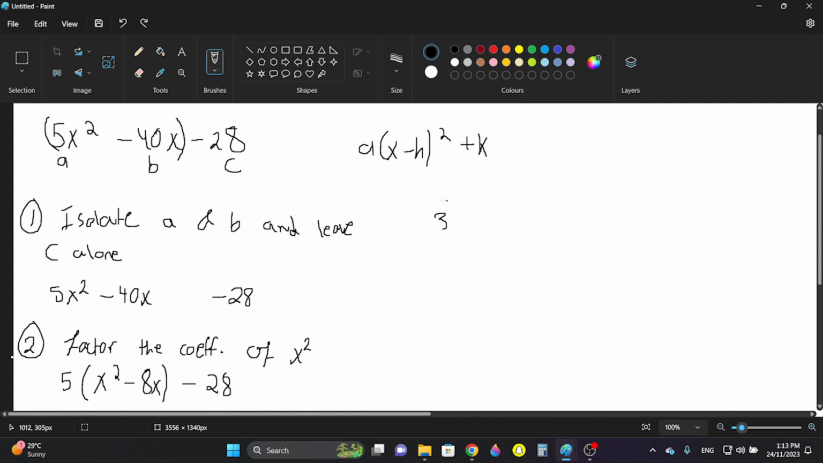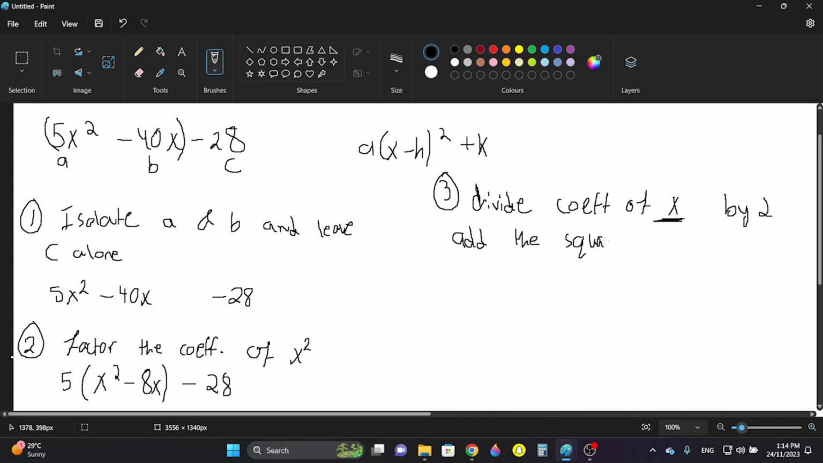This is step 3. This is the hard part. This is the part where most people get confused. Step 3 here: first of all, you divide the coefficient of x, this time x. Here we used x squared, the coefficient of x squared, which was 5. Now we're going to use the coefficient of x divided by 2, which in this case is 8. After we divide by 2, you're going to add the square and subtract the square.